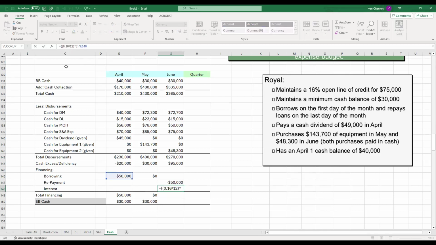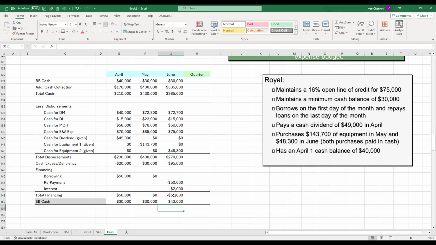Let's put minus here. So once I pay this amount, I'm gonna end up with how much cash? This one plus that one. I'm gonna end up with $43,000 cash.